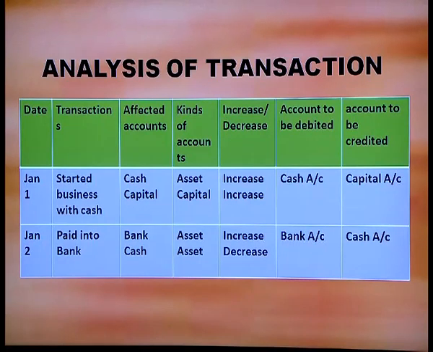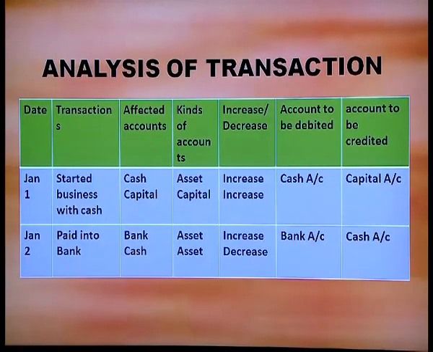So, we have to identify which are the main accounts affected. Cash is an asset account. Cash is increasing, so cash account is debited. Capital can be included in capital account. When capital increases, it is credited. So the entry will be in this form: cash account debit and capital account will be credited.